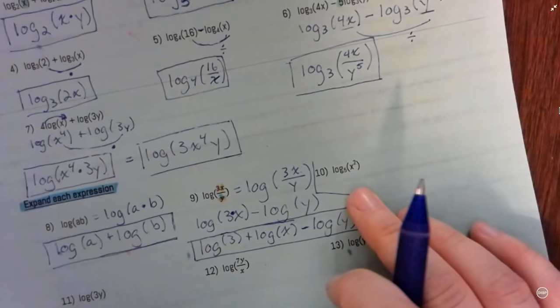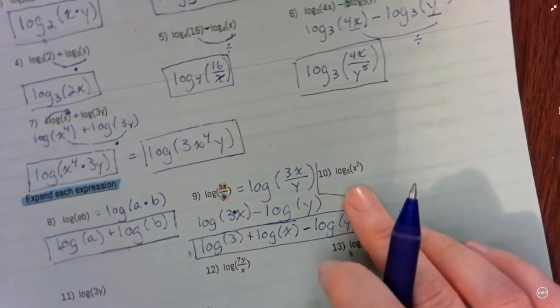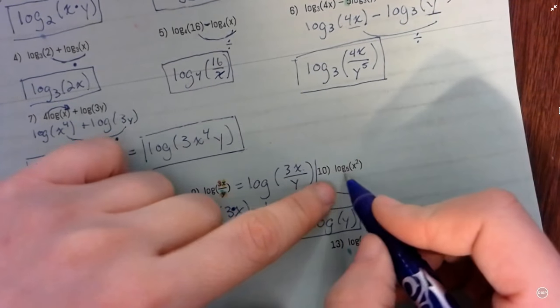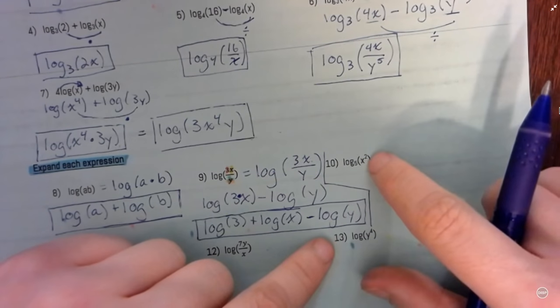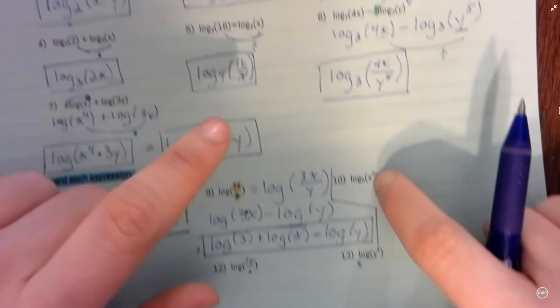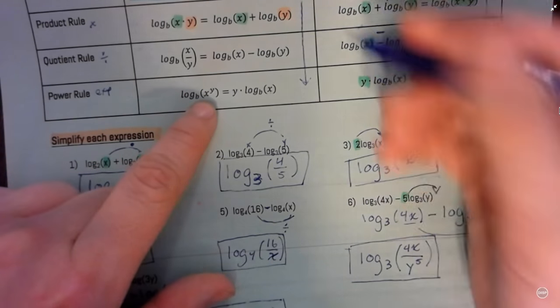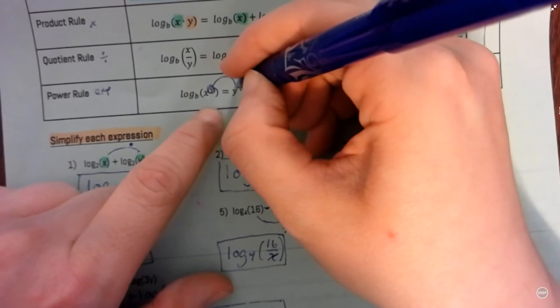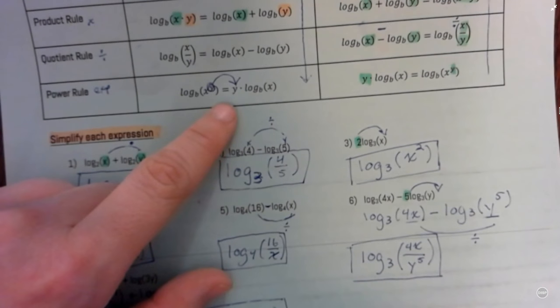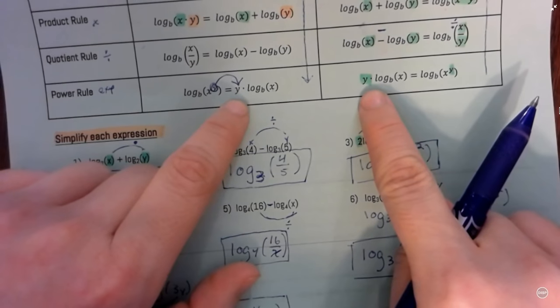Alrighty, number 10. So this is a much simpler one. So check that out. I've got log base 5 of x squared. So that little squared is a power. So let's check that out. A power, there it is. So notice I'm going to be taking that exponent and bringing it out in front. Just like here, except the other way.